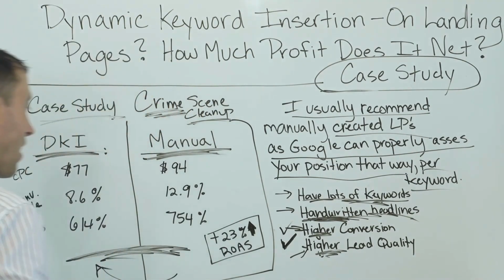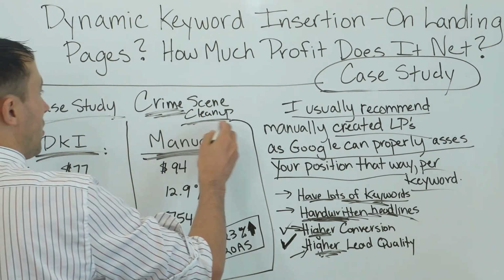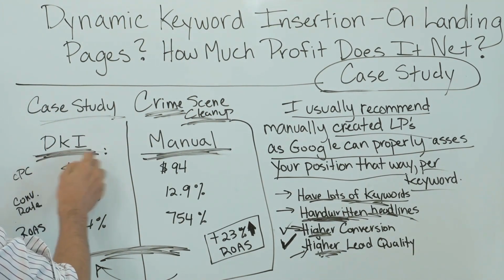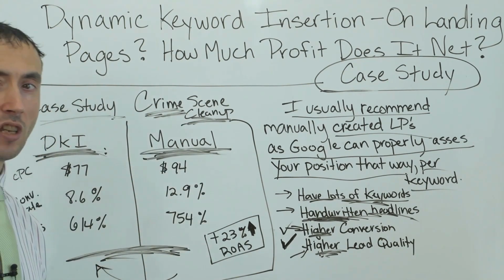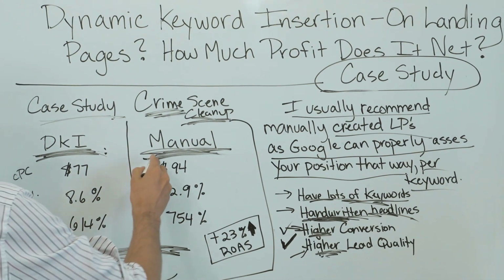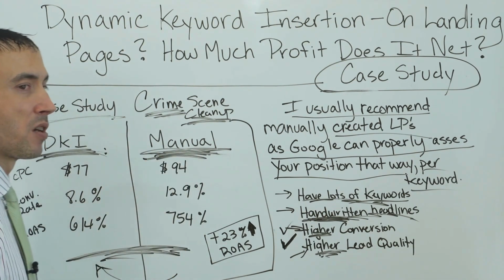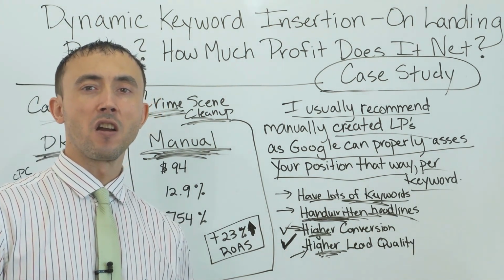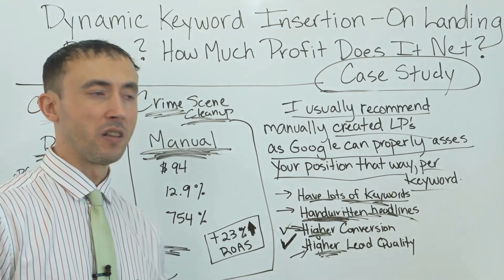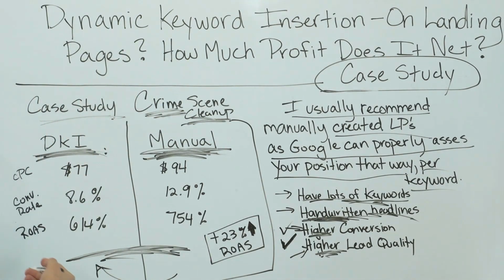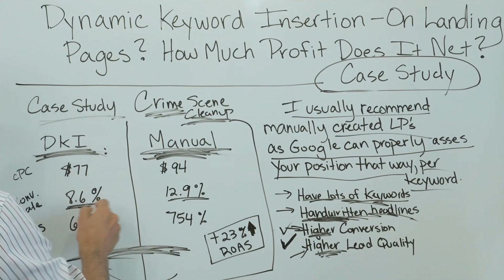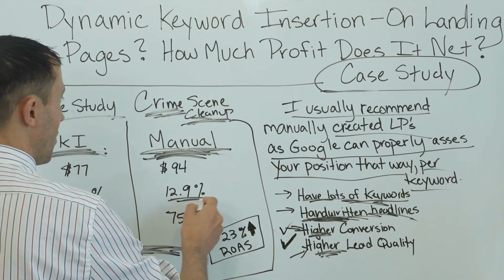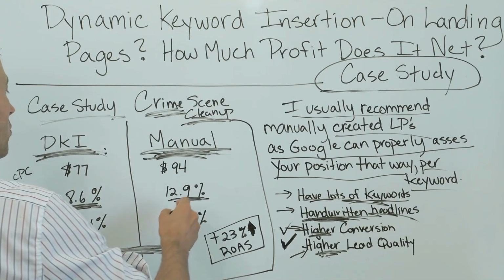So with that said, we had a crime scene cleanup company who started out with dynamic keyword insertion on their landing pages, and then we upgraded that to manual for each keyword. This was through a new campaign that we set up, so we did target a few more keywords with custom ads, custom landing pages and all that. But what I wanted to speak on mainly here is the difference in conversion rate going from dynamic keyword insertion in that specific niche market to manual headlines.